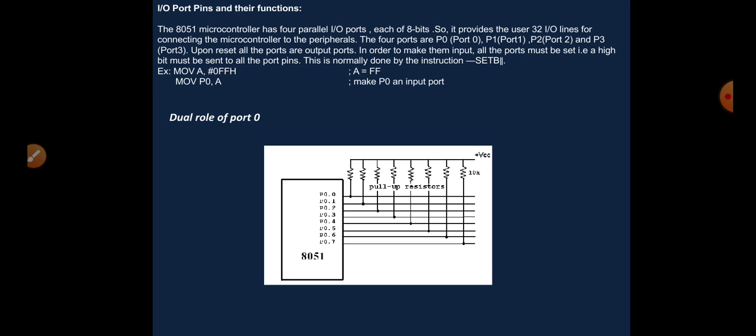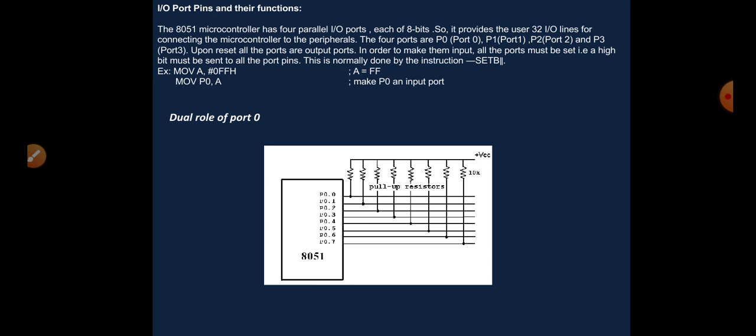set the port pins, that is, an active high signal, a 1, has to be written into the port pins, and this can be done with the help of an instruction like set bit.